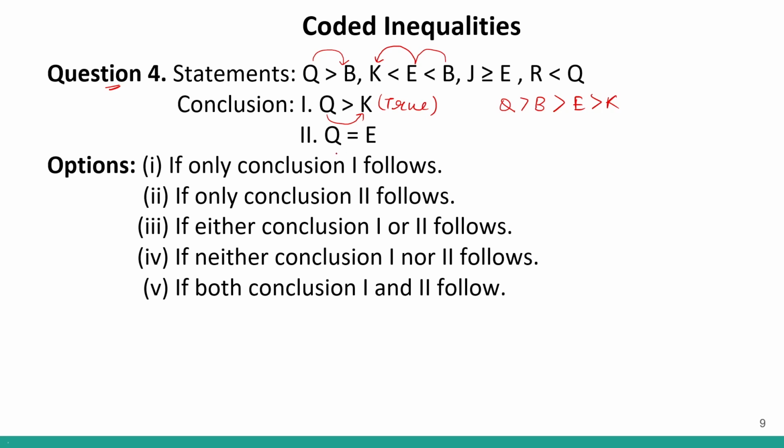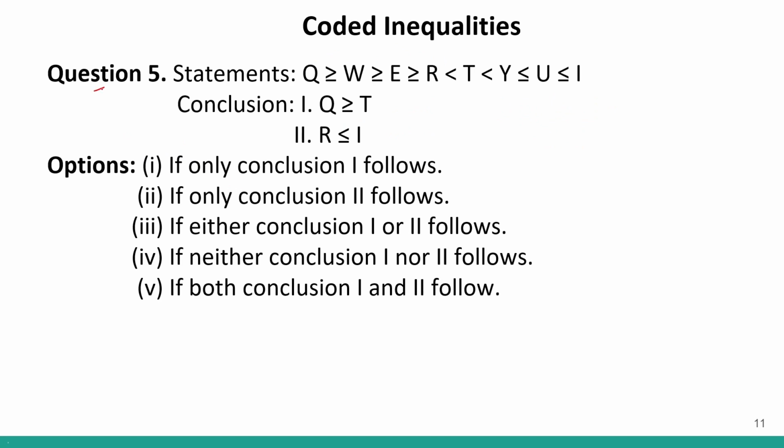Now, I have to find the relationship between Q and E, whether they are equal. If I look at this much information, I can say that Q is greater than E, correct? But definitely they are not equal. So, this conclusion is false. So, my answer will be that only conclusion 1 follows. Therefore, option number 1 will be the answer. Clear?